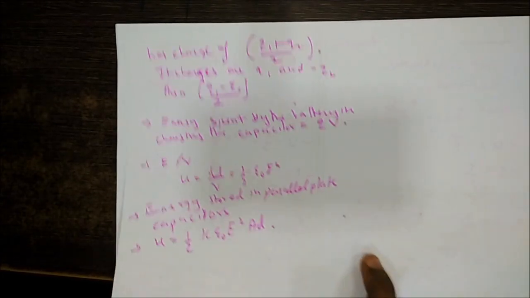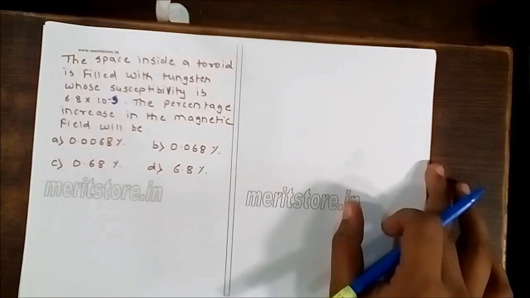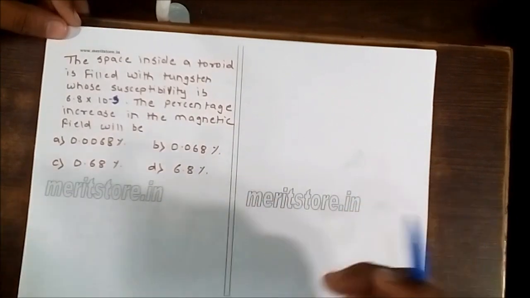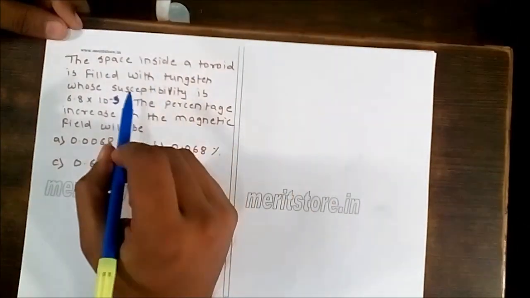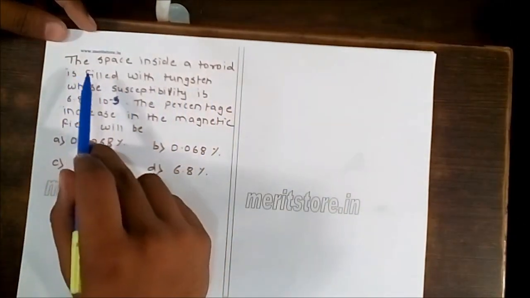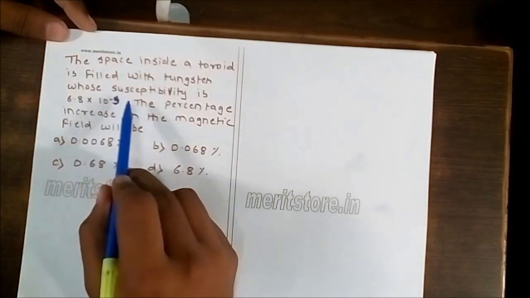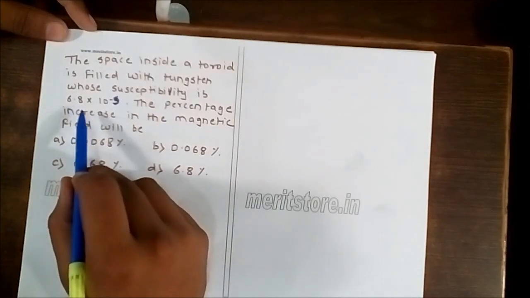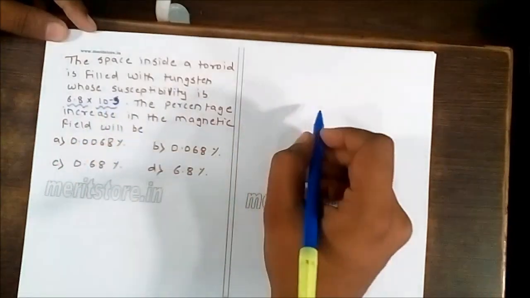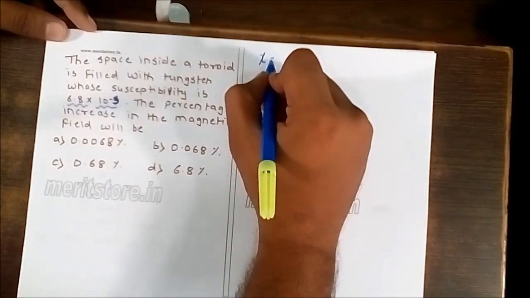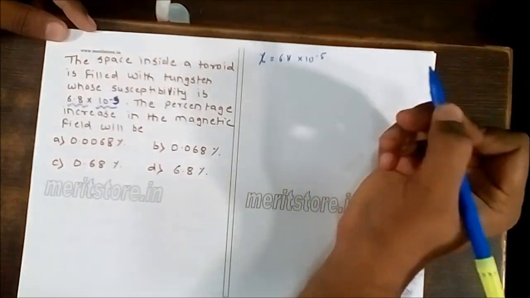Now the next chapter. Hi, today we're going to solve some other MCQs in this session. So the first MCQ as we go: the space inside a toroid is filled with tungsten whose susceptibility is 6.8 into 10 raised to minus 5. I would highlight this. So we get susceptibility is equals to 6.8 into 10 raised to minus 5.